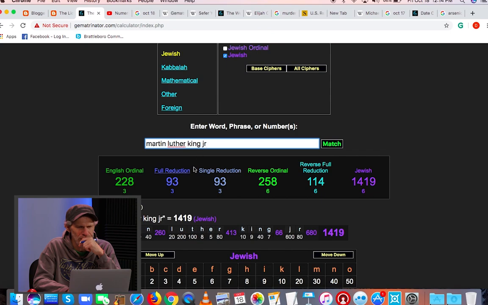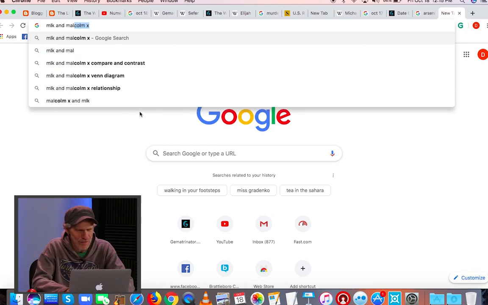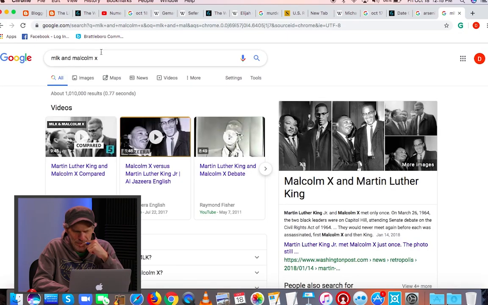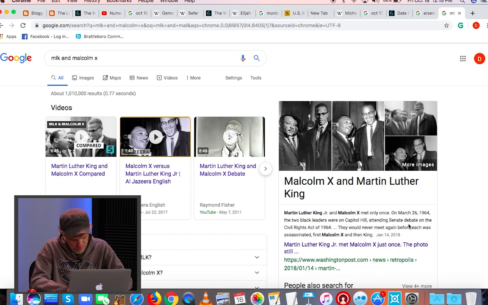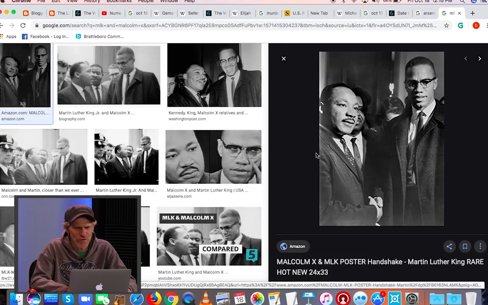Both of them, Martin Luther King and Malcolm X, both died at the age of 39. Pretty young, very young, in fact, and the reflection of 93. The only time they met, I believe, was on March 26, 1964. They met only one time, and that was on a day with 93 numerology. 3 plus 26 is 29, plus 64 is 93. These guys, as much as I admire them, and they had a lot of very powerful things to say, they were agents. They were allowed to be on this stage because they were agents.